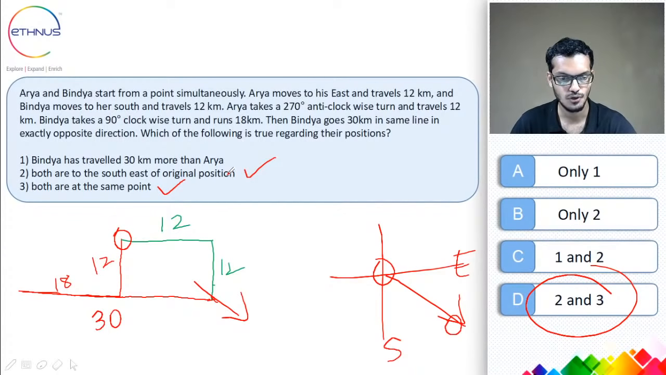Very good. So southeast of the original position, that is true. And also both are at the same point. Okay, very good. So happy to see a few of them have mentioned option D. That's the correct answer.